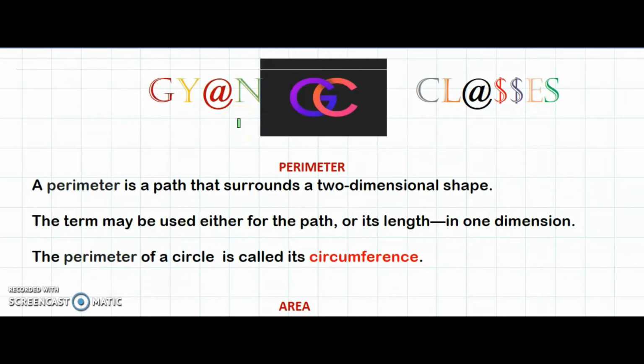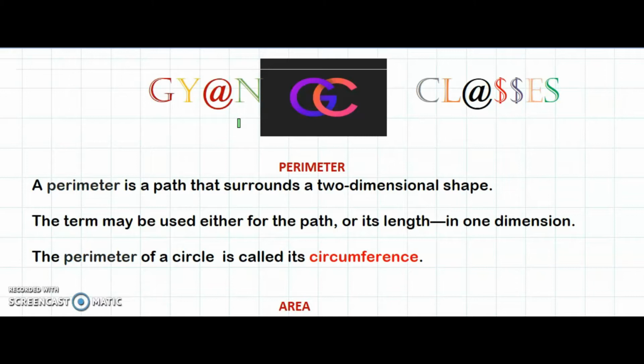In this video, we are going to have a discussion regarding a very important topic in mathematics, that is perimeter and area. We are going to understand what is the meaning of the perimeter, what is the meaning of the area, and all the different formulas which are related to it. First of all, let me explain what is the meaning of the perimeter.